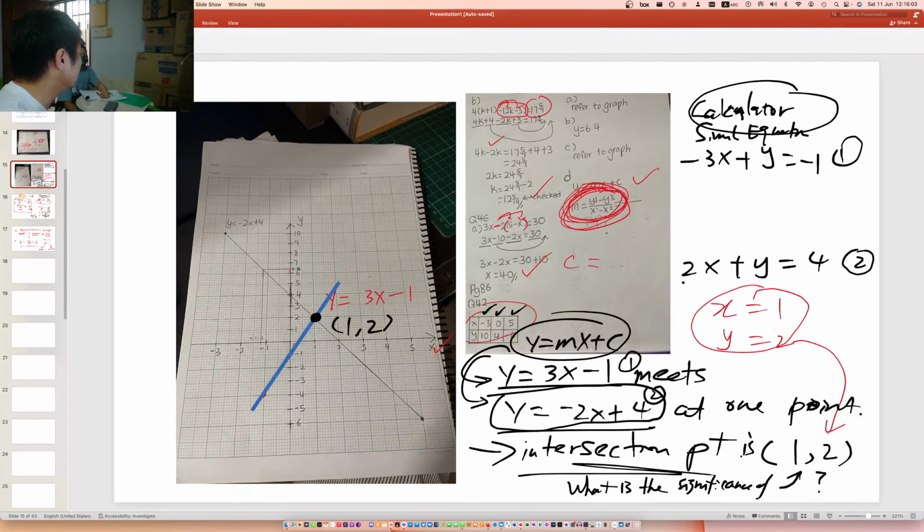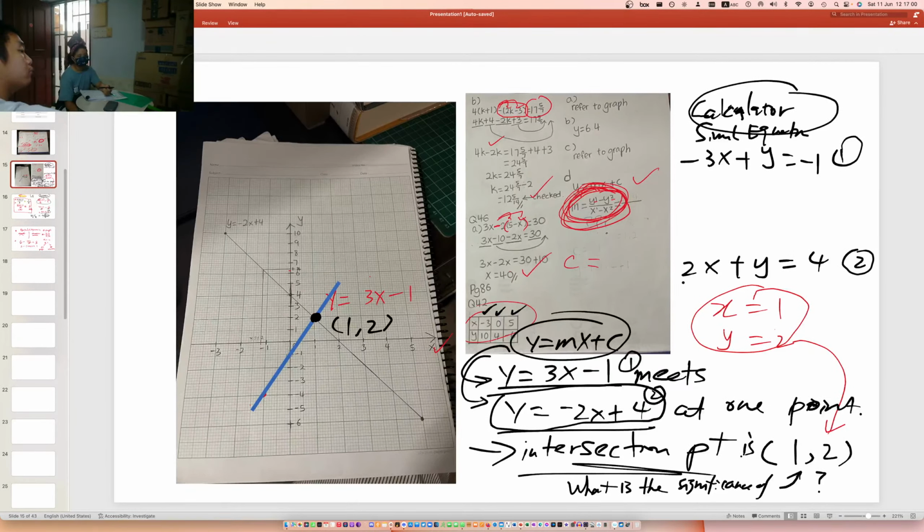Number three, the third concept here is, why you want to get it into this y equals to mx plus c format, so that you can tell that m equals to 3 and c equals to minus 1. Easily.